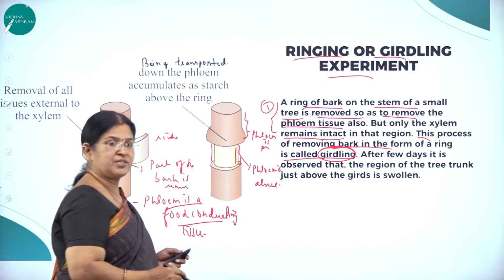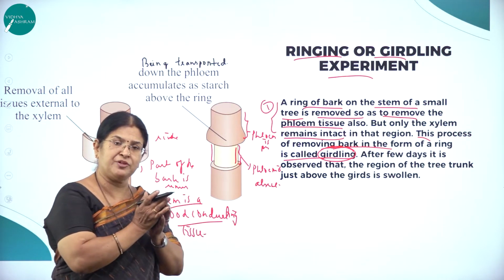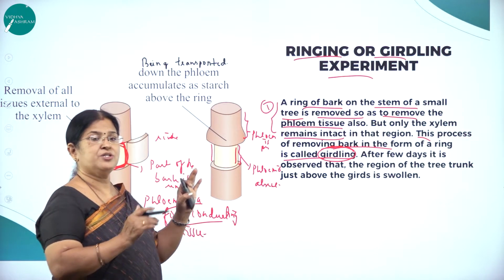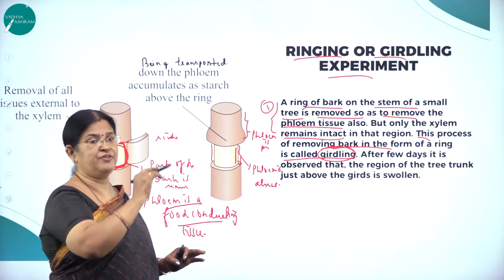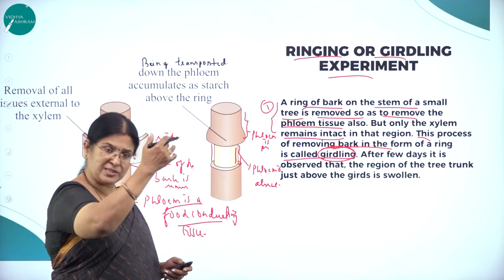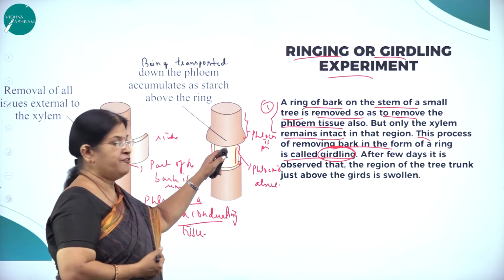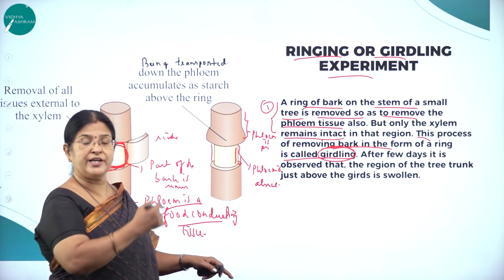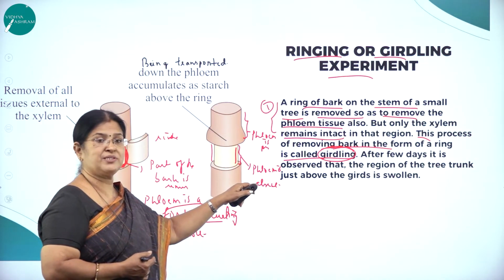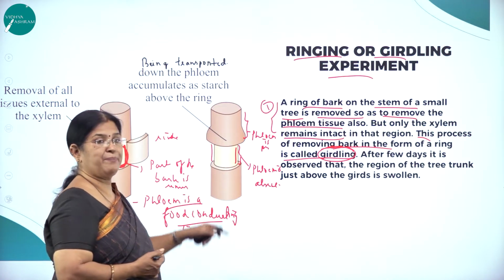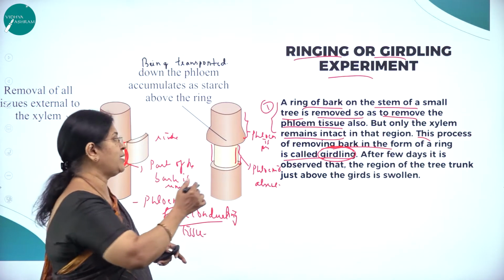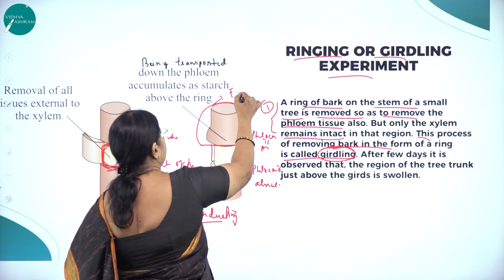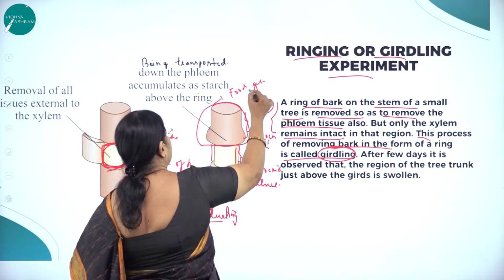So with this girdling experiment, only one part of the phloem is removed. The upper part of the phloem is retained. So from the source, that is from the leaf, the prepared food called sugar passes from the leaf up to here. From here downwards it cannot be conducted. Food cannot be conducted. Why? Because phloem is absent. So what will happen? All the food that flows down up to this particular region gets accumulated.